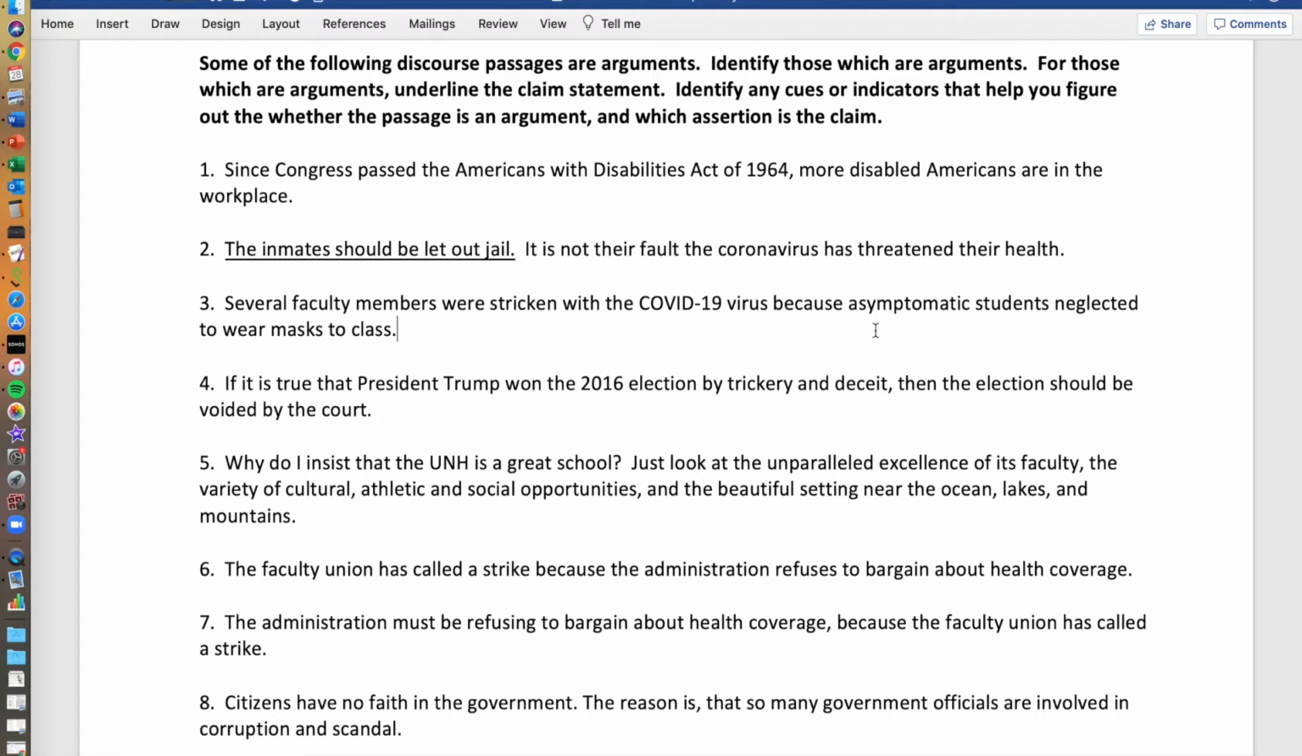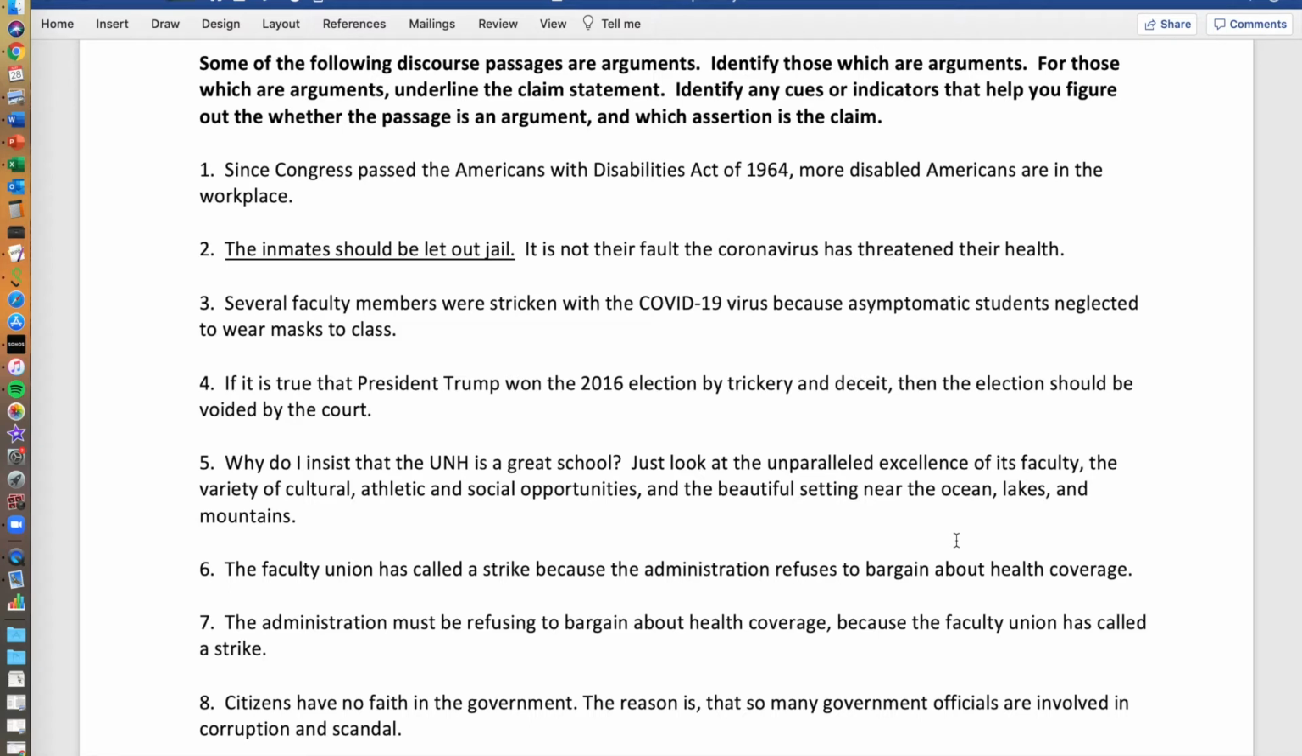But in fact, this is all one sentence, as we see, and it's also all one statement. It's a particular kind of statement called a conditional. And we'll study conditionals later, but you'll note that conditionals have the if, then elements in them. And it doesn't say that the election was won by trickery and deceit. And it doesn't say the election must be voided by the court or should be voided by the court.